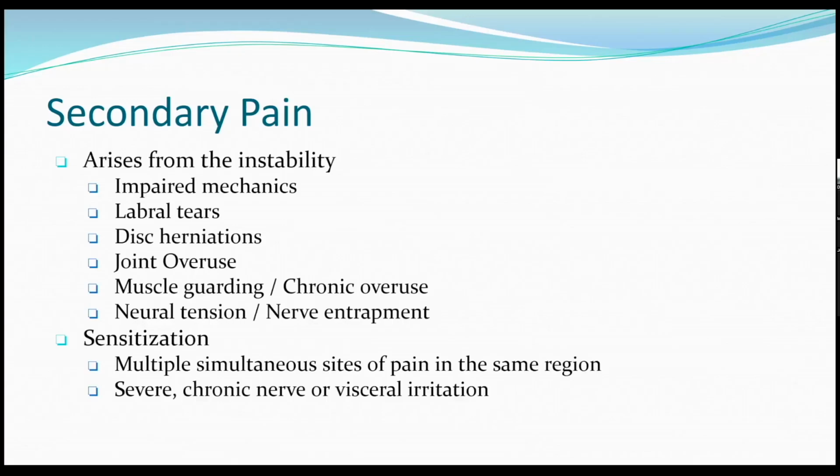And aside from primary and secondary pains, we also have to think about sensitization. And when we say sensitization, we really mean the nervous system has learned to be hyperreactive. I say the nervous system holds a grudge. So this can happen if there's severe chronic nerve pain or visceral pain from one cause, or it can happen if there are multiple simultaneous sites of pain in the same region. And generally, that's more common.